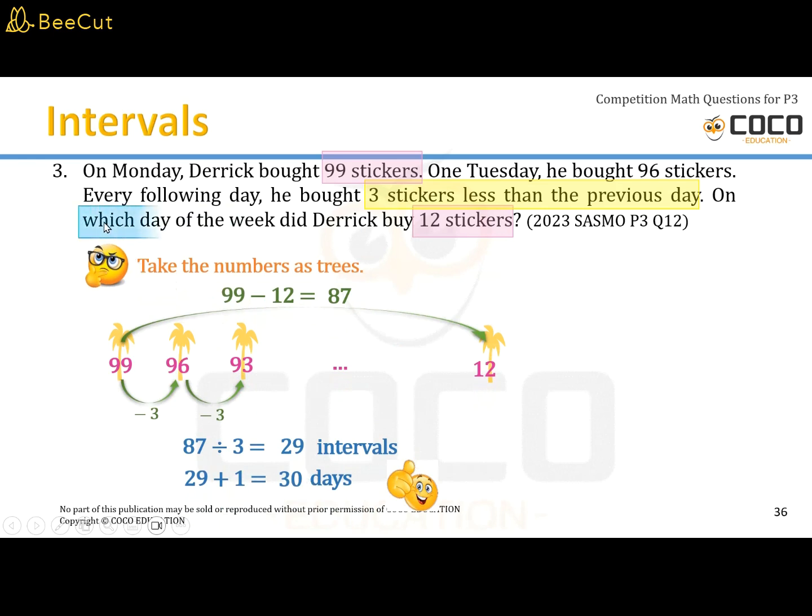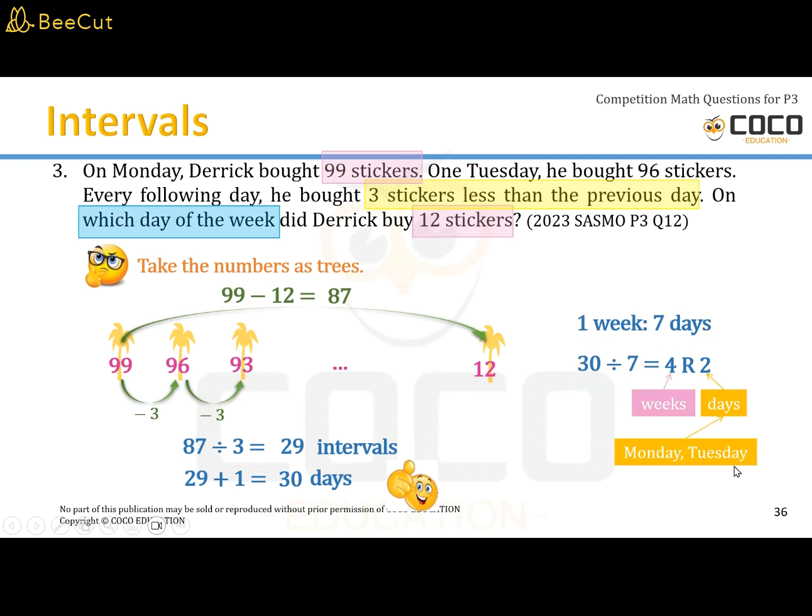But the question asks you, which day of the week did Derek buy 12 stickers? So you have to check the 30 days, how many weeks are there? Then we use 30 divided by 7 equal 4 remainder 2. The 4 means 4 weeks. The 2 means there are still 2 days left over. Then what is the last day? You only need to check the remainder 2 days. Since Derek starts on Monday, then the remainder 2 days should be Monday, then Tuesday. So the last day is Tuesday. So the answer is Tuesday.